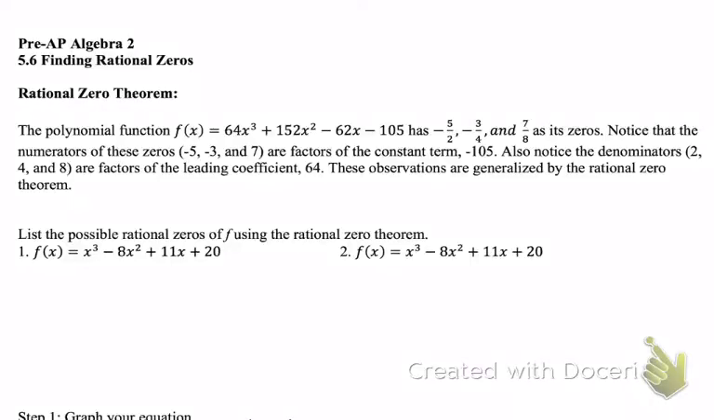All right, so 5.6, we're finding rational zeros. So we're kind of taking what we learned using synthetic division, and we're going to apply that now. So we're going to find all of the rational zeros. The first thing is the rational zero theorem. I don't want you to know a whole lot from that, other than if you don't have your calculator, it is possible to calculate all of the possible zeros.